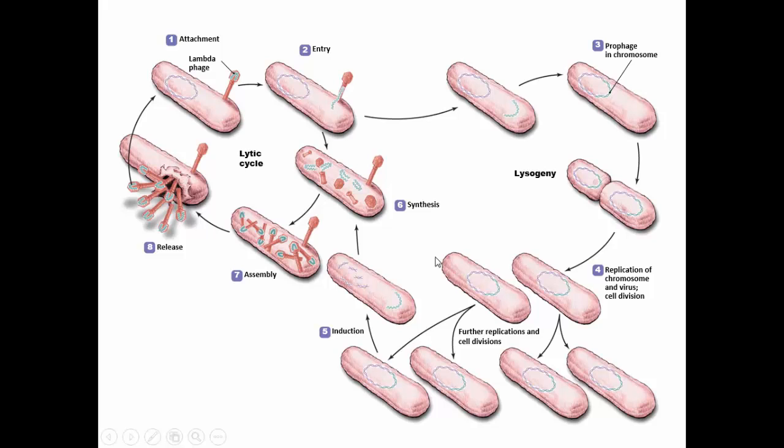So here we have the lambda phage, again another complex phage. It can be lytic. It can put its DNA in. The DNA can destroy the host cell DNA, make new virus particles, and the virus particles are released from the cell. Or it can be temperate.